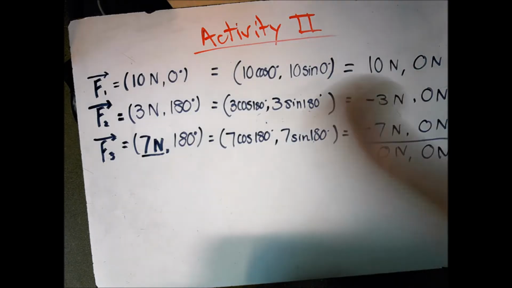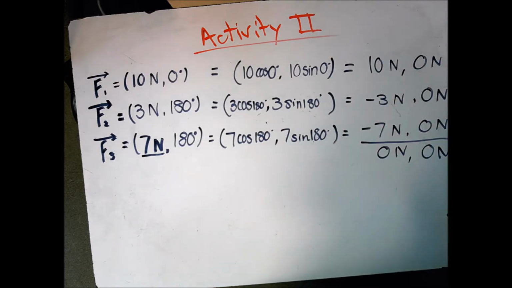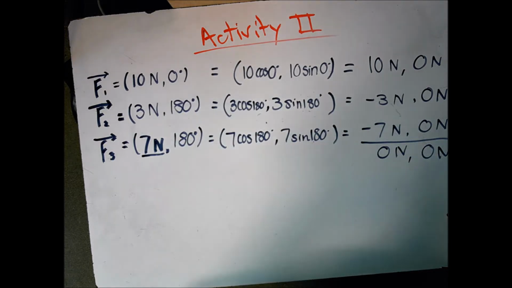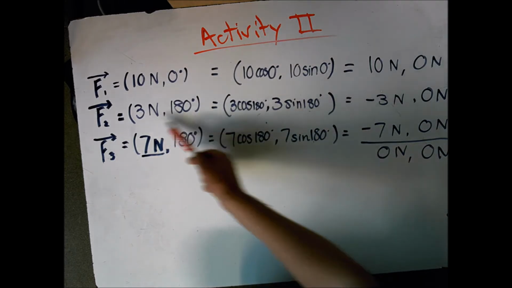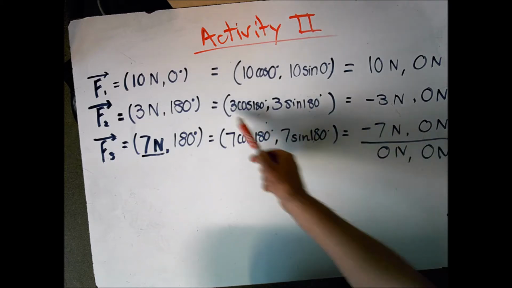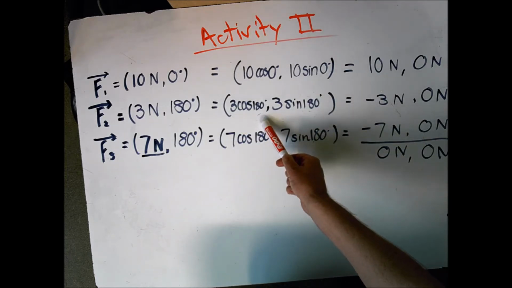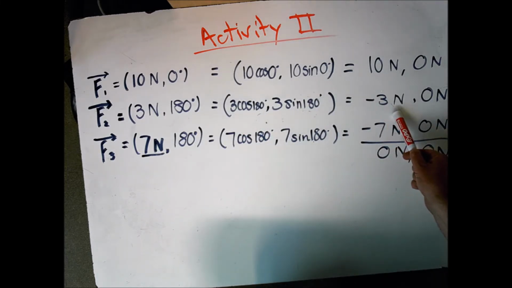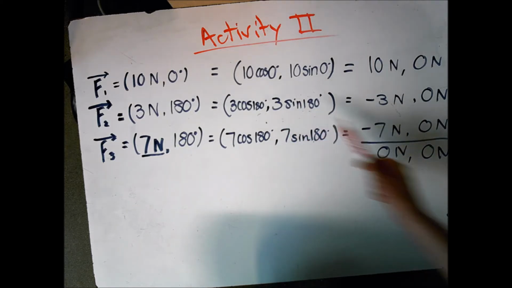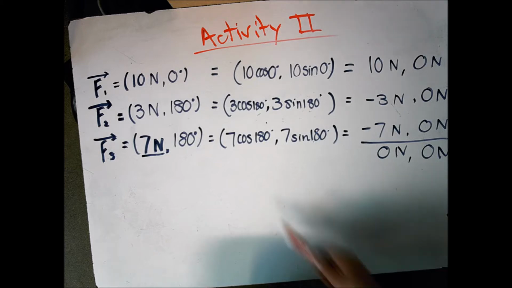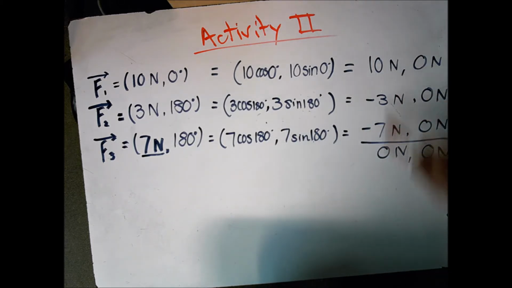One thing I like the way you did this, group 3. I like the way you showed the sine and cosine. You don't really need to do that. Most of you didn't do that, and you don't really need to. But I like the fact that you did. 3 newtons at 180 is 3 times cosine of 180, which is -1. That's -3 newtons. 3 sine 180 is, sine 180 is 0. And same thing for here. So when you add them up, you get 0.